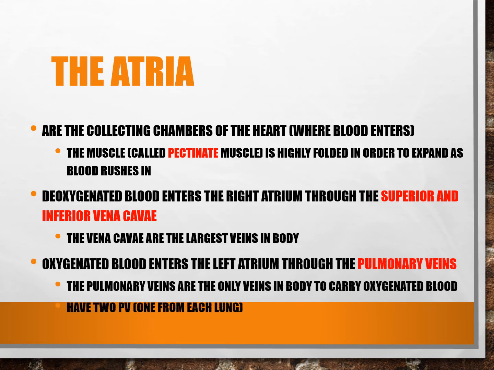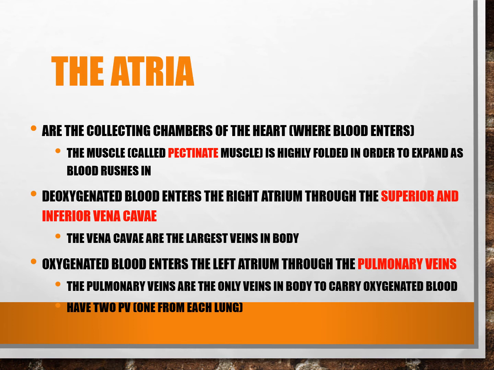Likewise, another very large vein attaches to your left atrium, and this is what's called the pulmonary veins. The pulmonary veins are special because they are the only veins in your body to carry oxygenated blood. All other veins in your body carry deoxygenated blood. Now, keep in mind, by definition, veins carry blood back to the heart. Arteries carry blood away from the heart. And so you'll see that the letters don't match up.